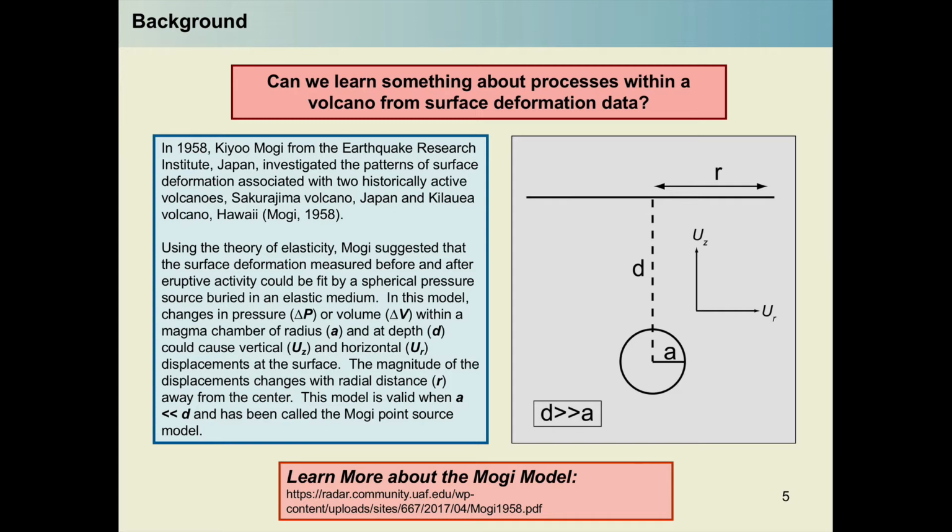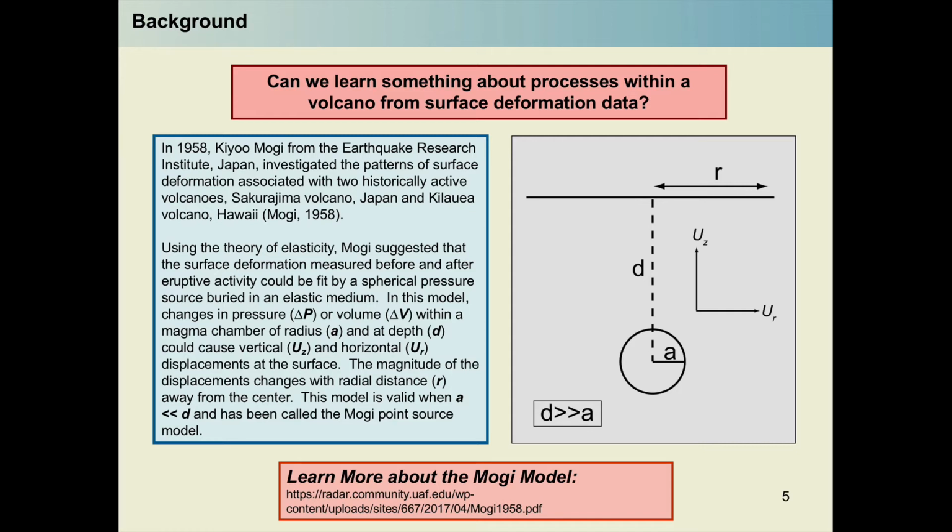So he investigated patterns of surface deformation associated with Sakurajima and Kilauea, and using a theory of elasticity, which basically means that you assume the ground and the crust of the earth is elastic. You can basically call it an elastic balloon, or a balloon with an elastic shell. Mogi suggested surface deformation measured before and after eruptive activity could be fit by a spherical pressure source buried in this elastic crustal medium.